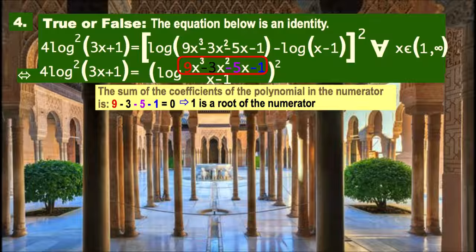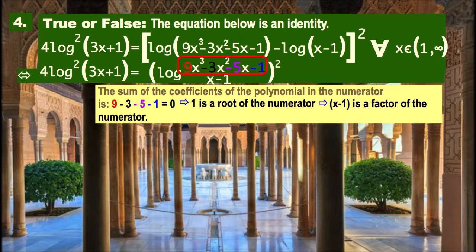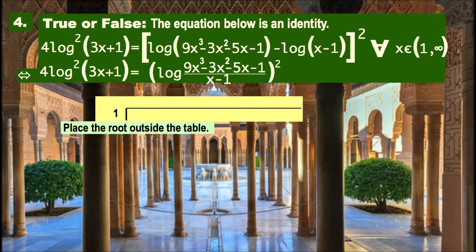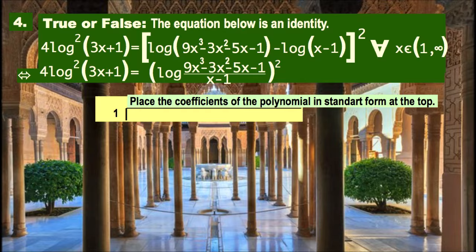Thus, 1 is a root of the numerator, which means x minus 1 is a factor of the numerator. We'll perform synthetic division to find the other factor. So we place the root outside the table, which is 1, and then we place the coefficients of the polynomial in standard form at the top.